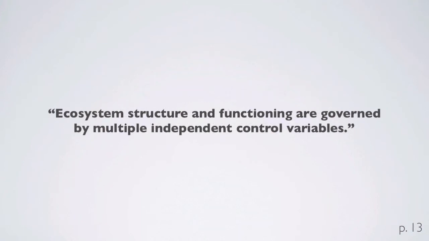In the textbook, the authors say that ecosystem structure and functioning are governed by multiple independent control variables. This is the theoretical framework that they use in the book, to understand how these control variables independently determine how ecosystems function and how they are structured.